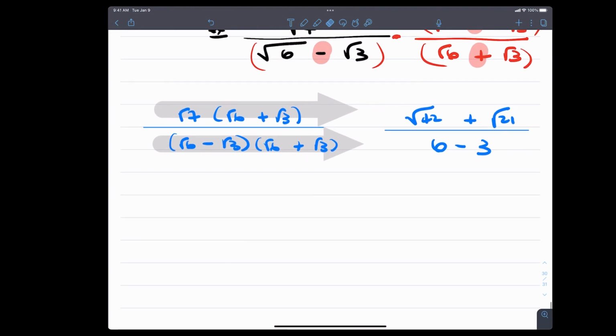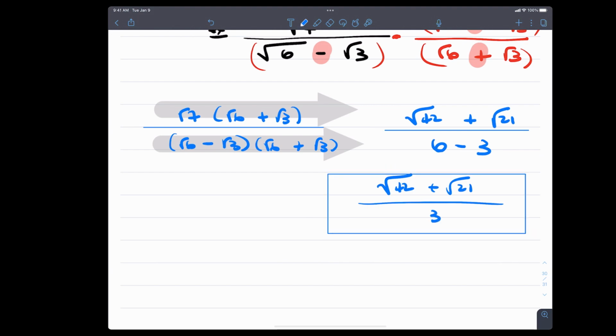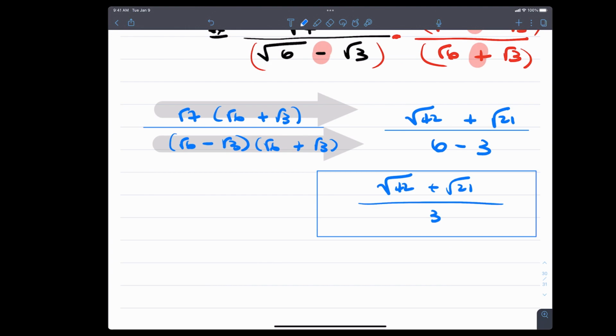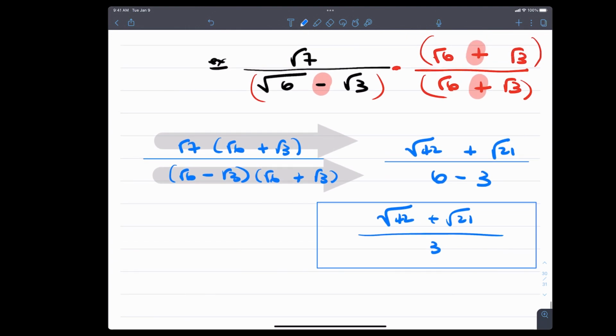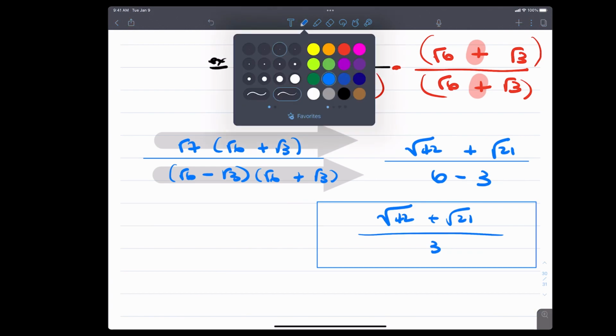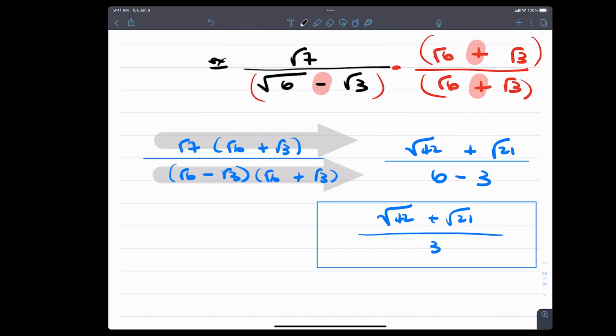So what happens now? Square root of 42 plus the square root of 6. What's 6 minus 3? It's 3. There you go. Now, is the radical square root of 42 simplified? Say yes. Square root of 21 simplified? Say yes. All right, you guys okay with that?